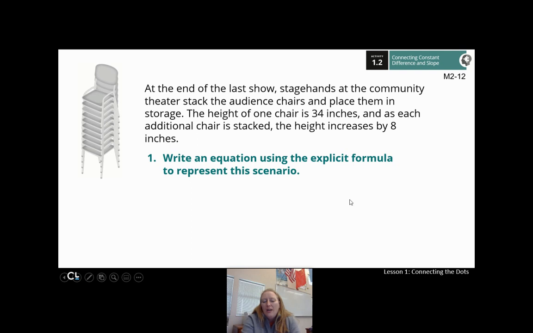So what I would like you to do is write an equation using the arithmetic sequence explicit formula to represent this scenario. Go ahead and hit pause, write out your explicit formula, and then hit play when you're ready to check your work.